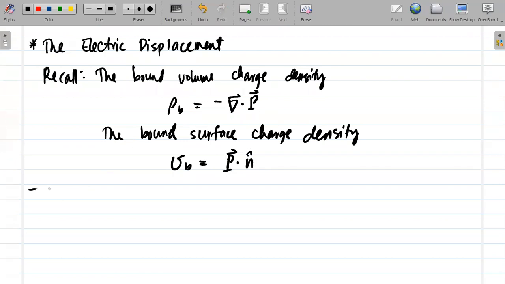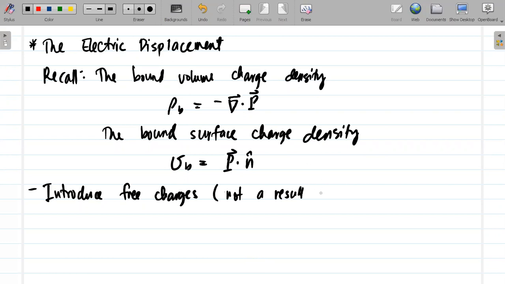Now, let's introduce free charges. Class, take note, hindi ito equal sa bound charges. Free charges, parang tayo yung naglalagay nun. So, let's note that this is not a result of polarization. Now, let's label this as rho sub f. We note f for free.